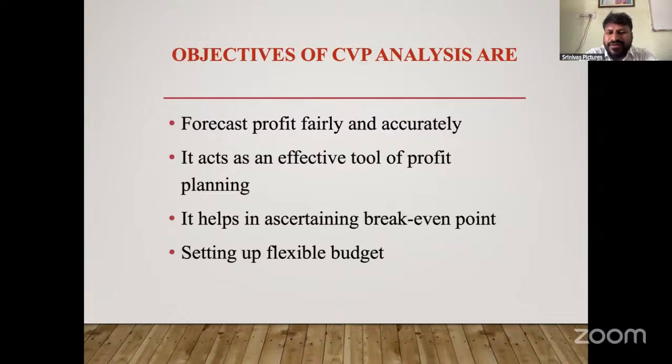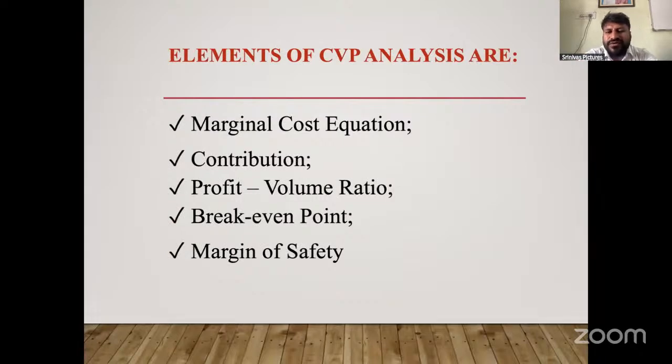What is the objective of cost volume analysis? The first main objective is to forecast the profit fairly and accurately, and it acts as an effective tool of profit planning. It helps in ascertaining the break-even point and setting a flexible budget. What are the elements of cost volume profit analysis? We are going to take the marginal costing equation, contribution, profit volume ratio, which is nothing but the PV ratio, break-even analysis, and margin of safety. So let us discuss this order-wise.